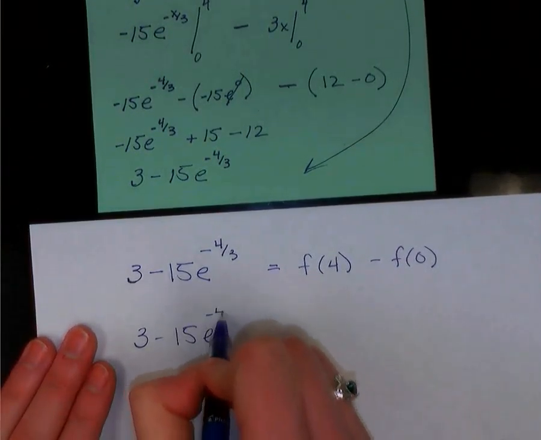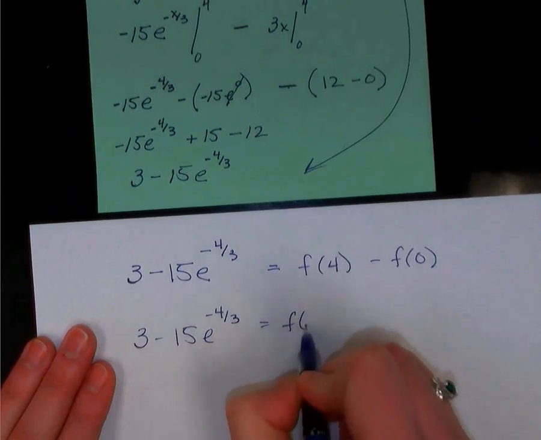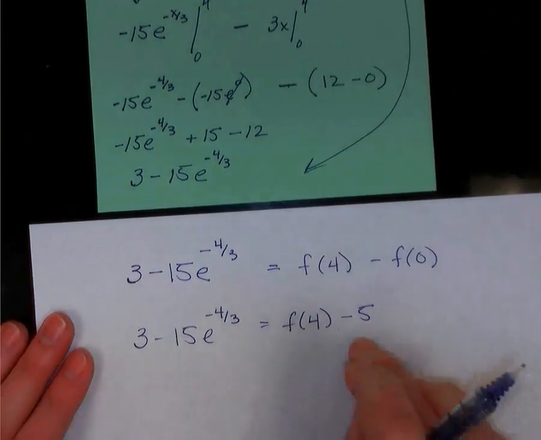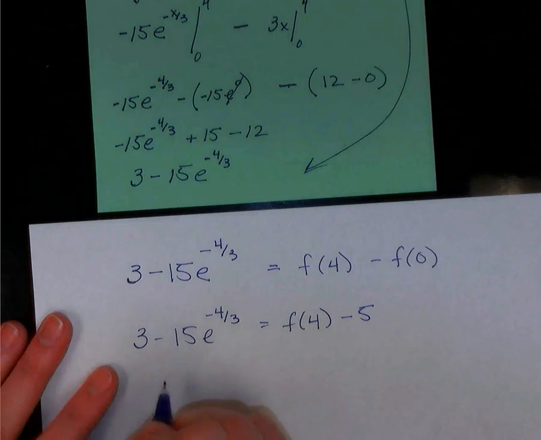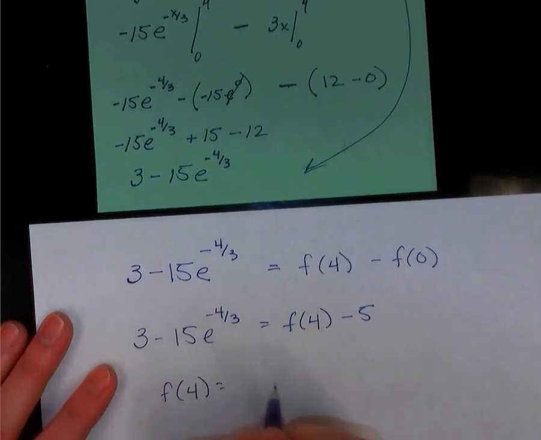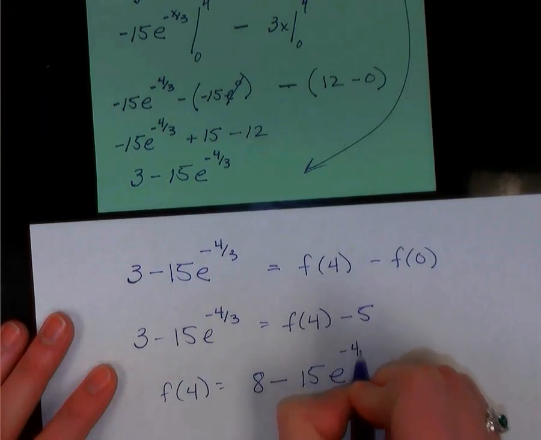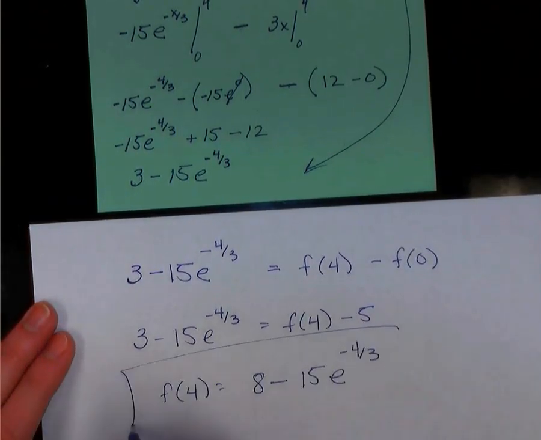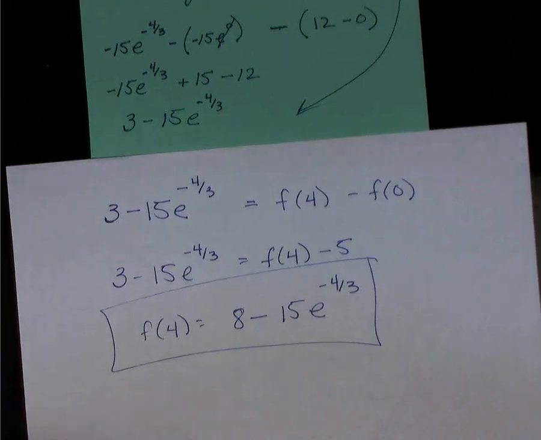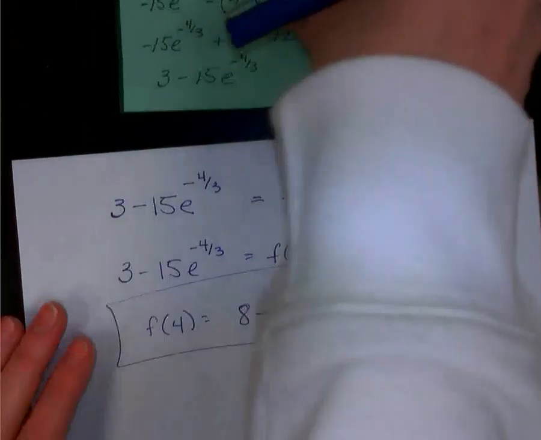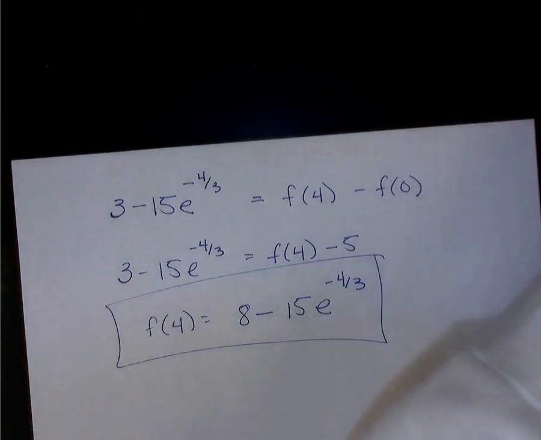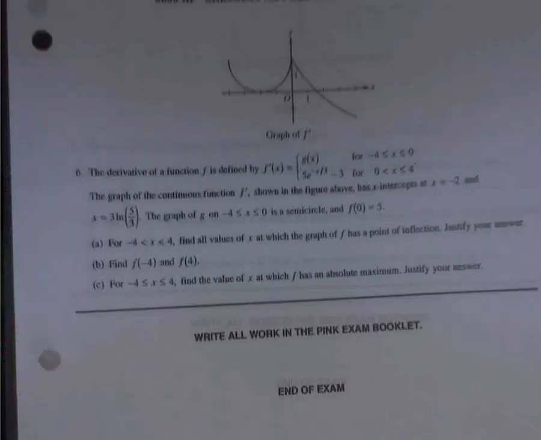Guys, we're almost there. f of 4 minus 5. Add 5 over, and you get f of 4 is equal to 8 minus 15e to the negative 4/3. And that's your second answer for part B. That was a lot of work, okay? Here's the good news. Part C.